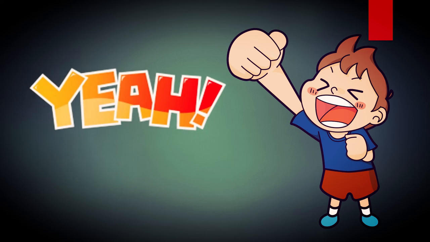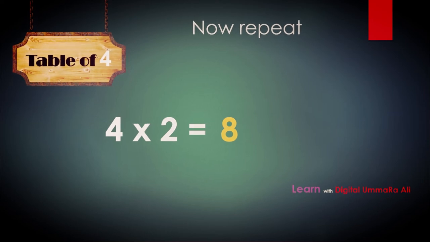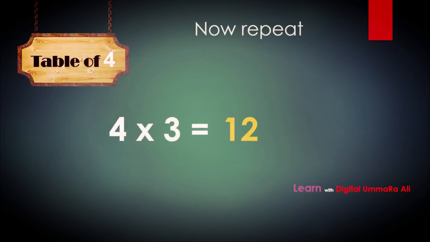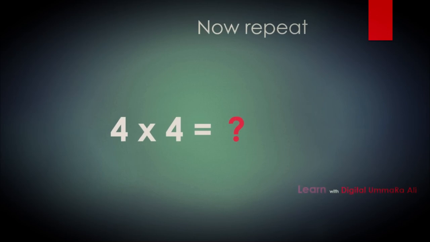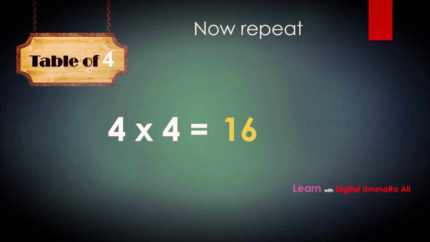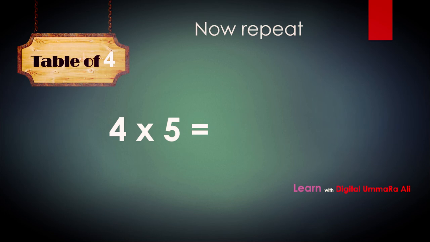Now repeat it again. 4 twos are 8. 4 threes are, yes, you're right, 4 threes are 12. 4 fours are, tell me, what is 4 fours? 4 fours are 16.